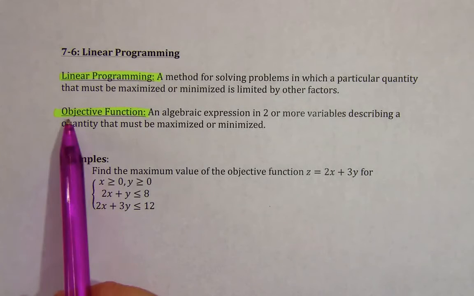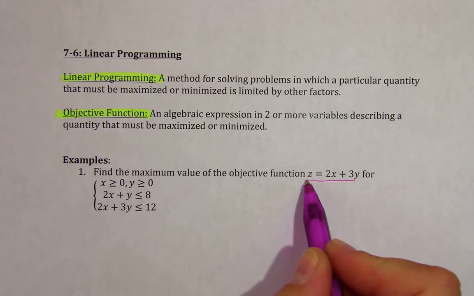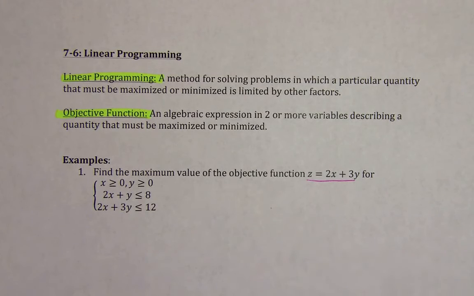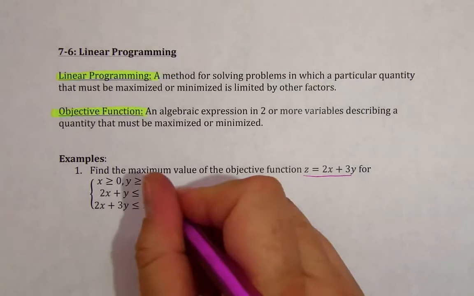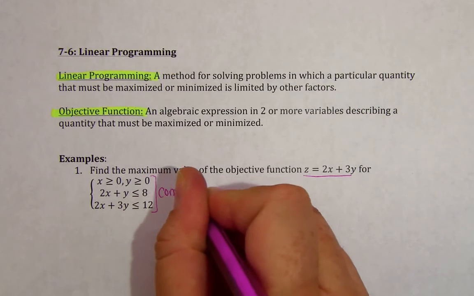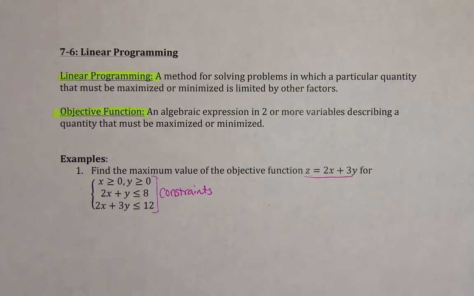The whole concept we're talking about is called linear programming, and we're just, again, looking at maximizing or minimizing certain factors. Now, the objective function is, for example, this right here. It's what we're trying to maximize or minimize. And these right here would be called our constraints. Those are the constraints on our objective function. So we're going to go ahead and solve this problem here. We only have one example. And let's go ahead and graph some of these.